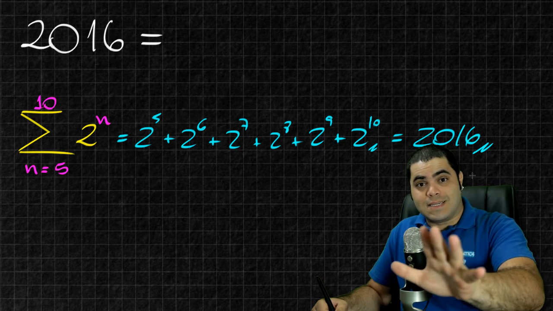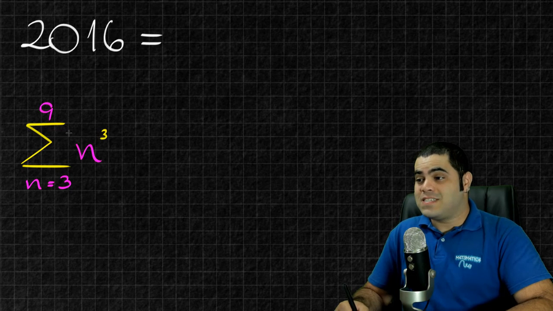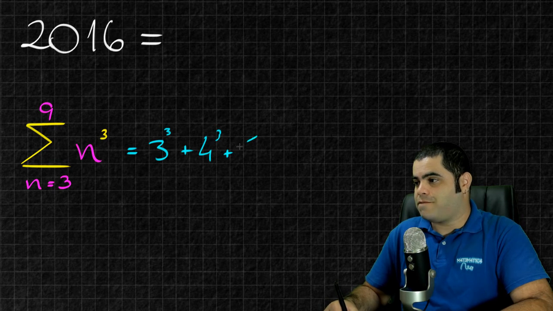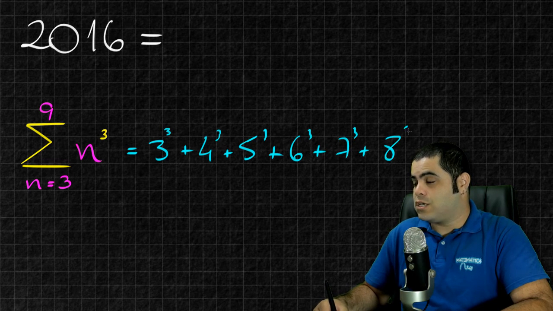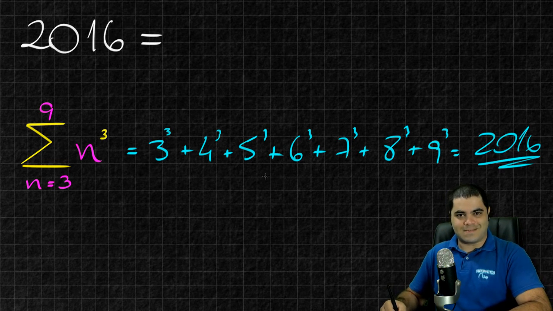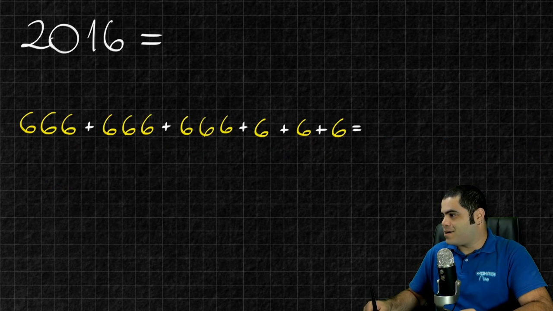Okay? But wait, we're not done yet, because there is also this summation. This is the summation of n to the 3rd power from n equals 3 until n equals 9. So this is equal to 3 cubed plus 4 cubed plus 5 cubed plus 6 cubed plus 7 cubed plus 8 cubed plus 9 cubed. And if I sum up these numbers, I will get 2016 as an answer. So very, very interesting. This is a very mathematical year. And we are not done yet. This is the most interesting part.